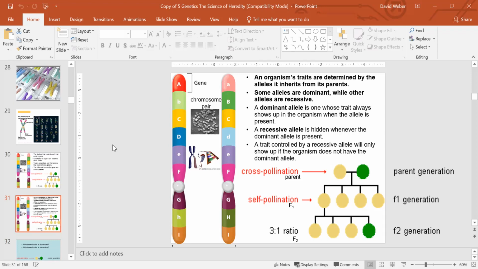A trait controlled by the recessive allele will only show up if the organism does not have a dominant allele, meaning that if you have two recessive alleles, that becomes your dominant trait. Okay, write all of those down. Pause the video until you're done and then move on.